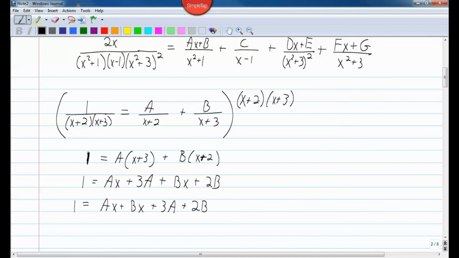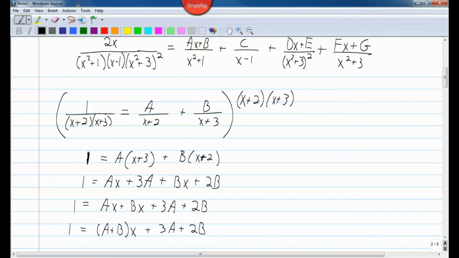Alright, so now once you have your common terms grouped together, on ones like this, these two common terms here, you can factor an x out. You can't with these two, but you can with these two. So 1 equals a plus b times x, and then you have plus 3a plus 2b.